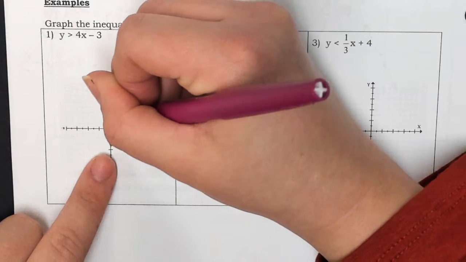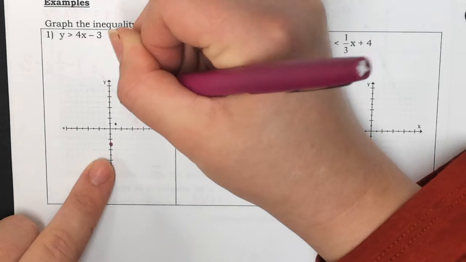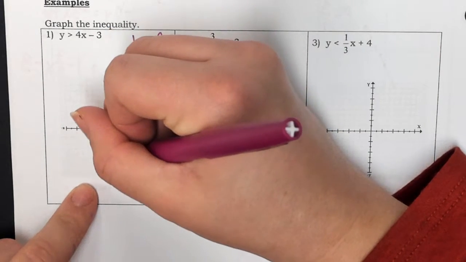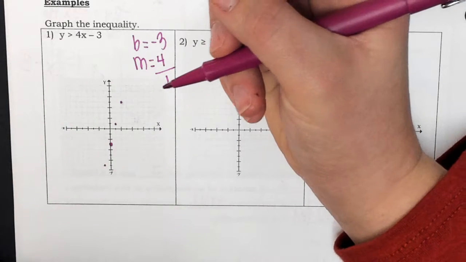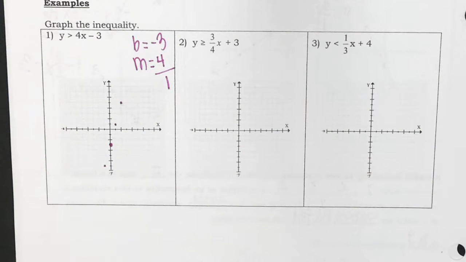Up 4 over 1. I can't go any further because I go off the grid. Go down 4 over 1. Great. So that's what we just graphed, just like last week.